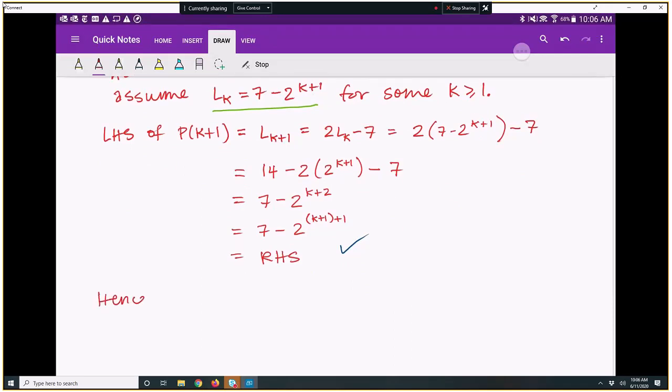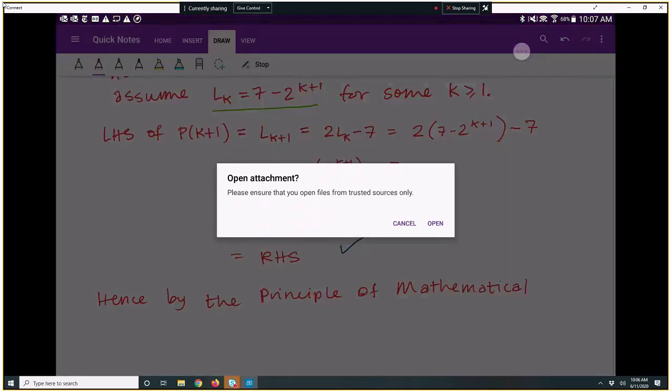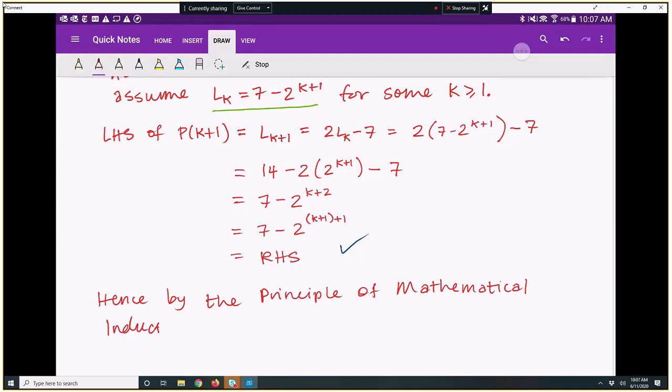So finally I'll say hence, by the principle of mathematical induction, P of k is true for all k, for all natural numbers. I'm going to go ahead and say except for 0, because we didn't verify that.